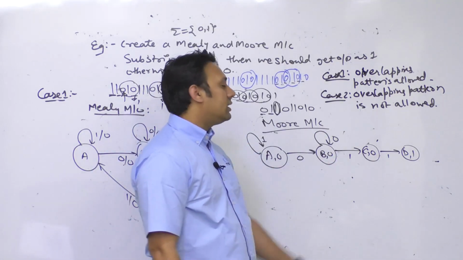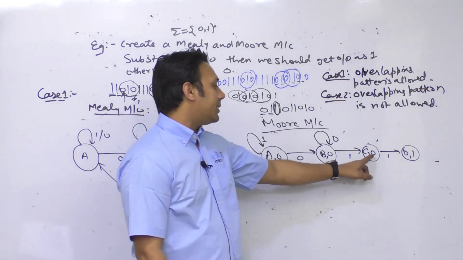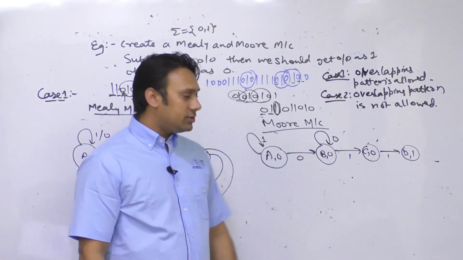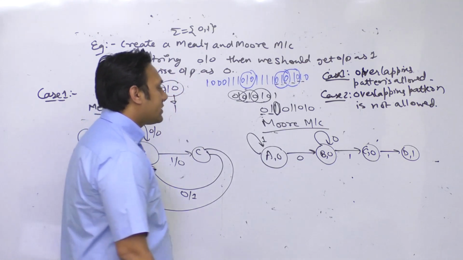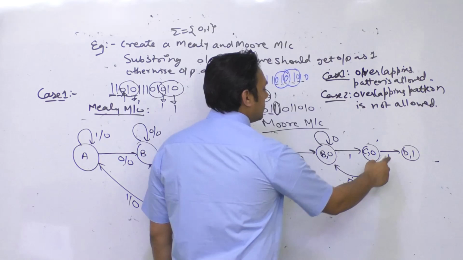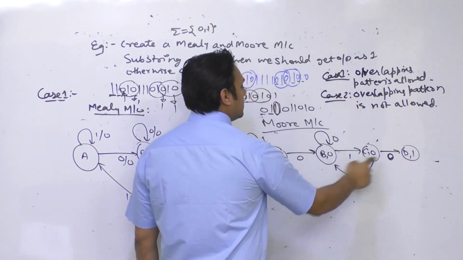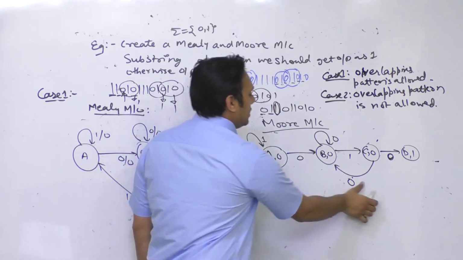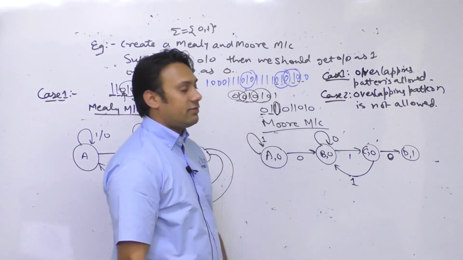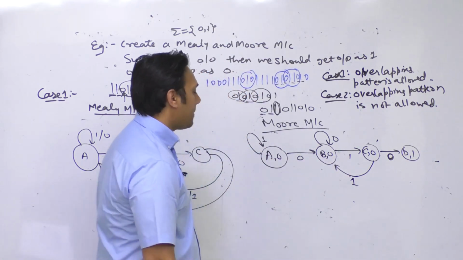In case of state C, if we get a 0, in state C we have given output for 1, but we have not given output for 0. So in case of state C, if we get a 0, then we go to this, right? So this is basically a 0 because 0 1 0, right? So if we get a 1 in state C, we go to the state B.